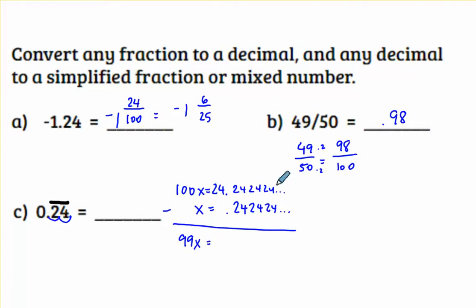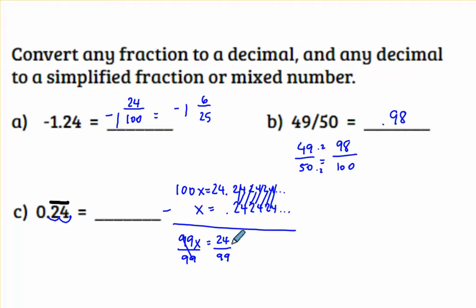And then this is the fun part. All of this stuff goes away, right? So the only thing I'm left with over here is 24. So now, in order to get x by itself, I'm going to divide by 99 on both sides. And when I do that, I am left with a fraction 24 over 99.